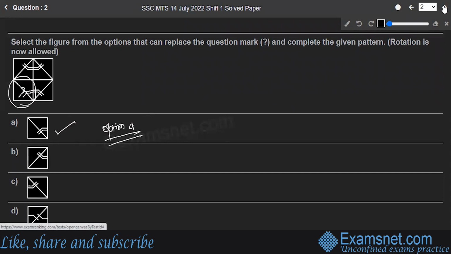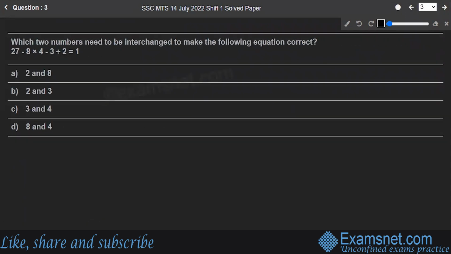Hope you are clear. Next is question number 3. It says which two numbers need to be interchanged to make the equation correct. There are 4 options given. You have to find out whether 2 and 8 should be interchanged to get the equation's answer as 1, or 2 and 3, or 3 and 4, or 8 and 4. There is no other way to do this question, so you have to try filling all the options one by one. Let's start with the first option.